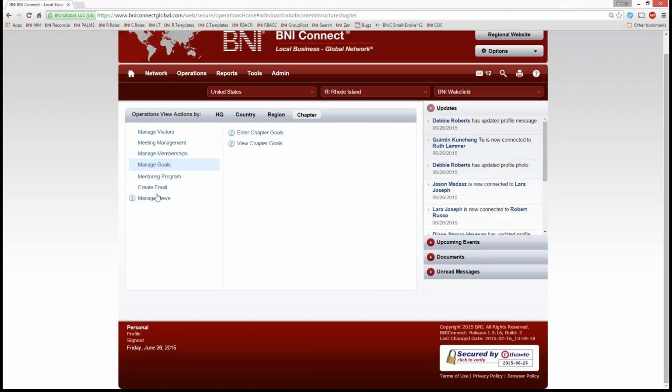There's also the manage news function, which allows you to really keep a newsletter on your chapter website without having to go in and edit the whole chapter website. Again, it's a special function, I'm not going to get into it today, but if you'd like more information about that, please feel free to ask. All right, any other questions on the operations, on the input side of things, before I move on to the reports?